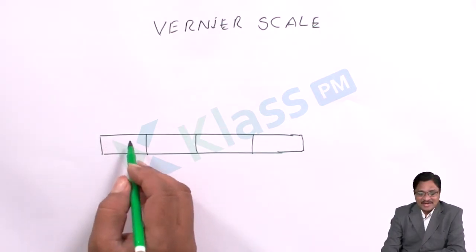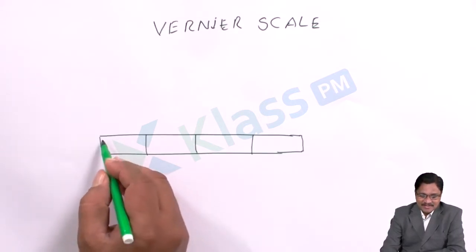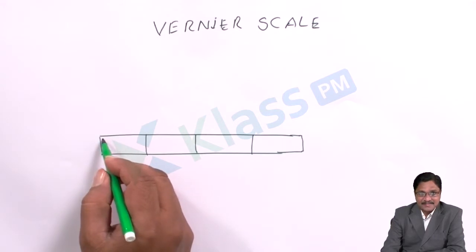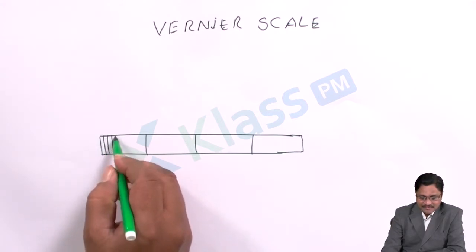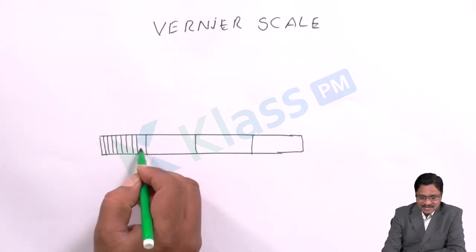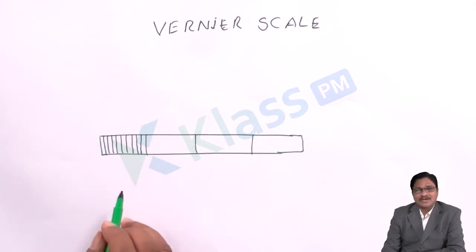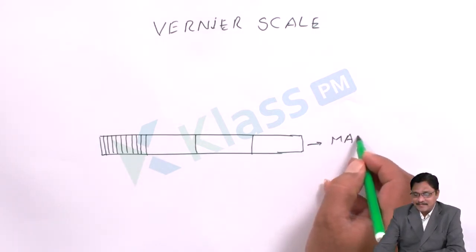In the plane scale we make the divisions directly. In the same manner, suppose it is a decimal system, we may divide it into 10 equal parts: 1, 2, 3, 4, 5, 6, 7, 8, 9, 10. This is the main scale we are talking about.